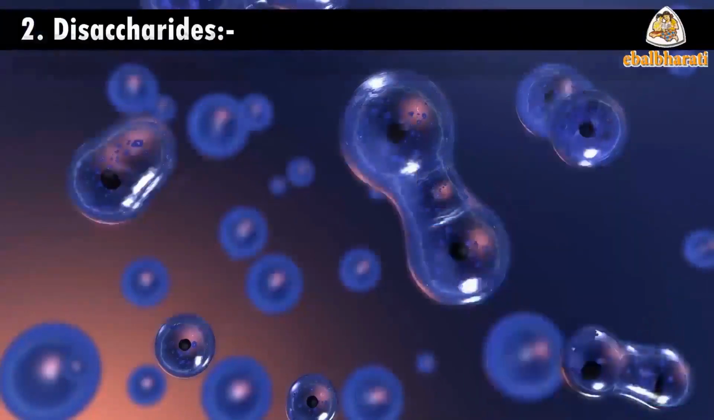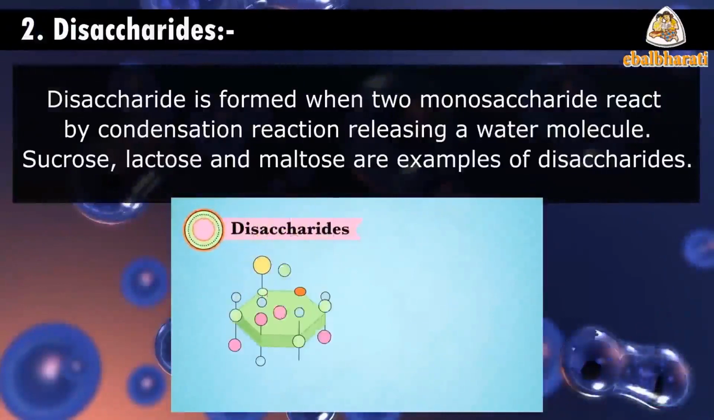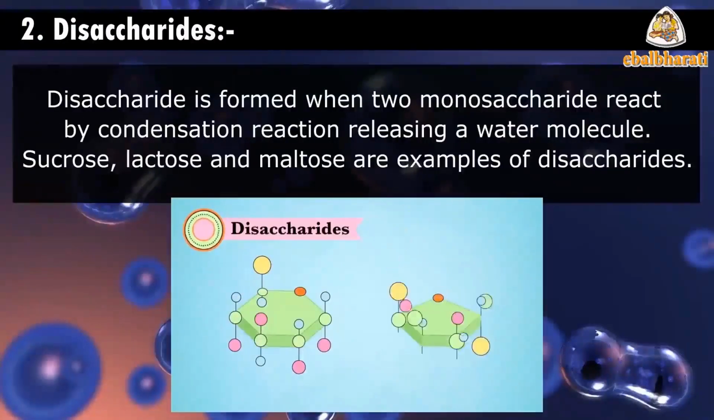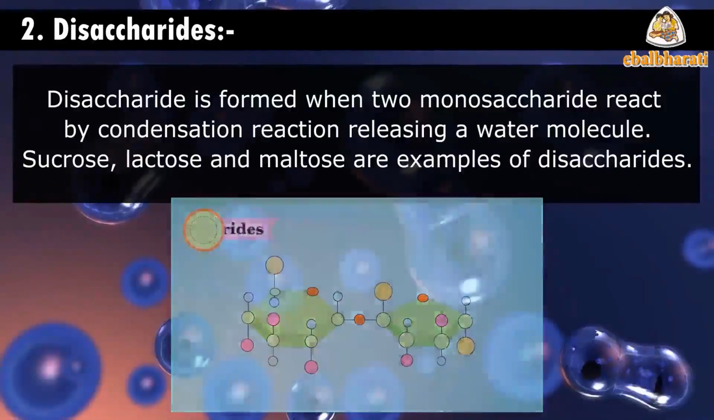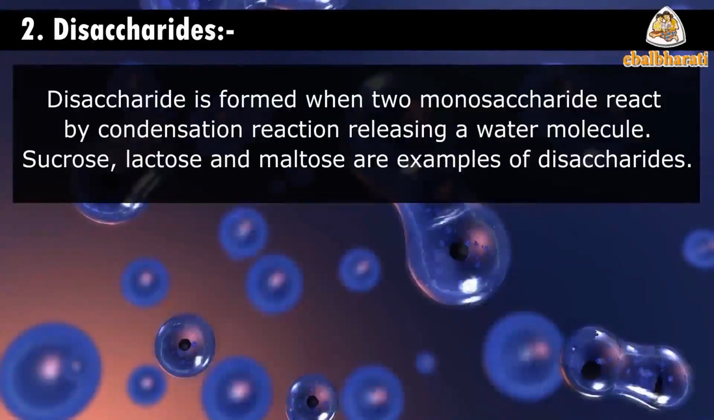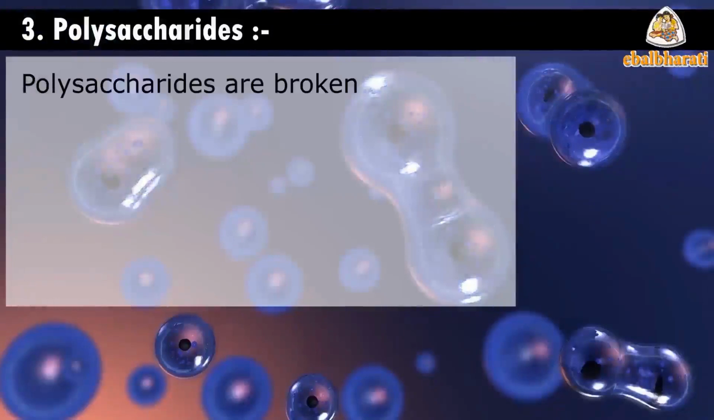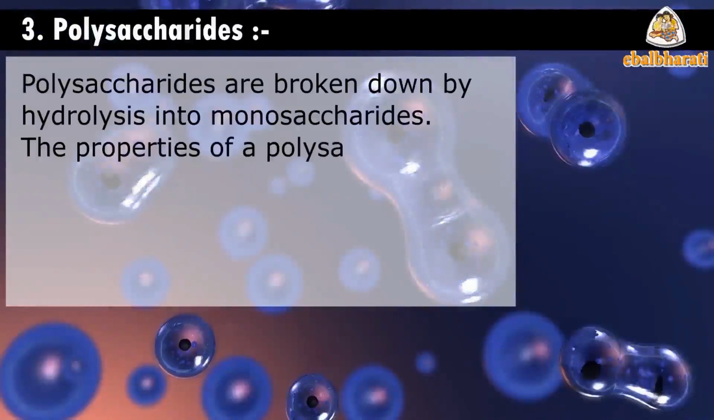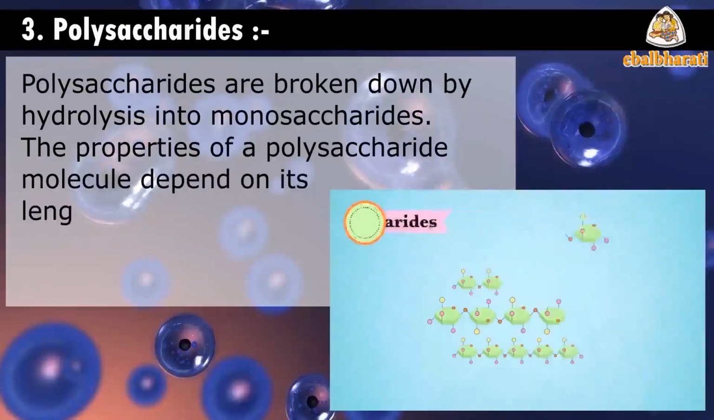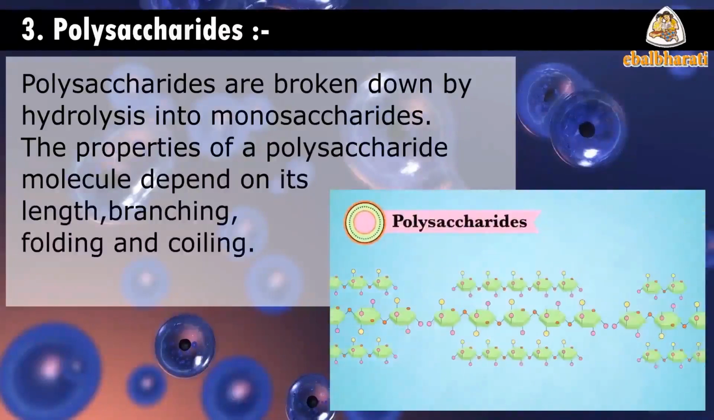Second, disaccharides. A disaccharide is formed when two monosaccharides react by condensation reaction releasing a water molecule. Sucrose, lactose and maltose are examples of disaccharides. Polysaccharides. Polysaccharides are broken down by hydrolysis into monosaccharides. The properties of a polysaccharide molecule depend on its length, branching, folding and coiling.